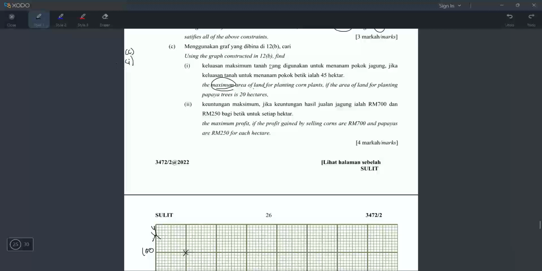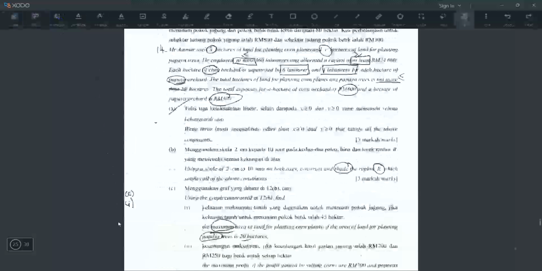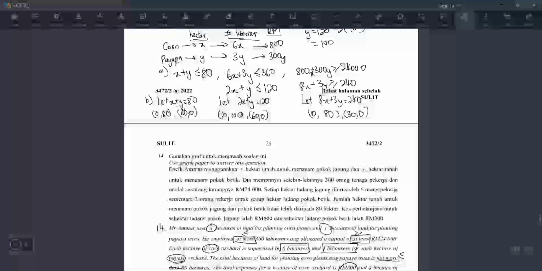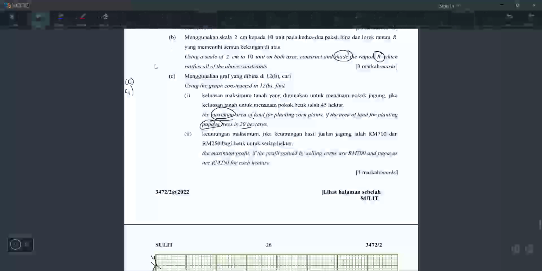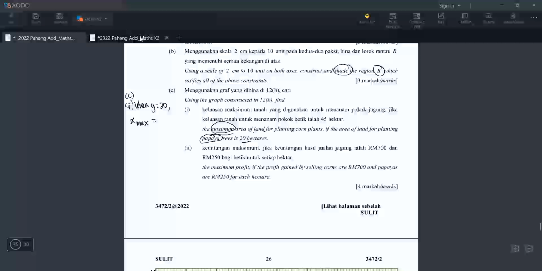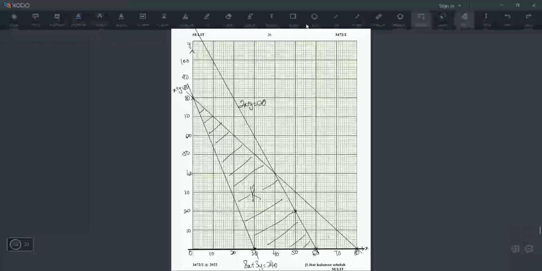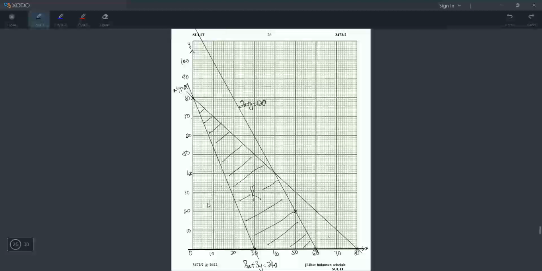Okay, let's see. The maximum area of corn if the area of planting papaya is 20. So papaya is X or Y? Area for planting papaya is Y. So I will write when Y equals 20. Then they want to find the maximum area of corn, which is the X maximum. So now I go to the graph, go to Y, find 20, and find the X maximum. You need a dotted line. So Y is 20, find 20, and use a dotted line.